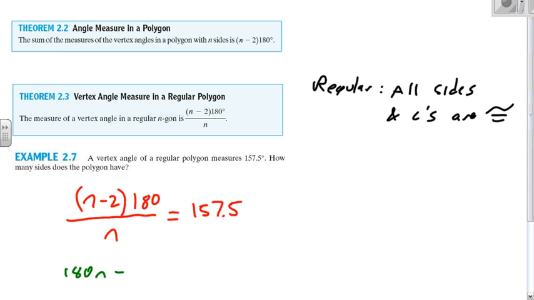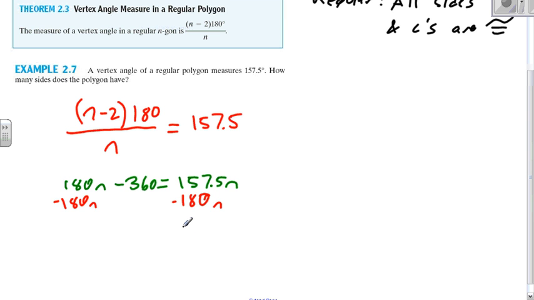So we have 180n minus 360 equals 157.5 times n. Subtract 180n. We get negative 22.5n equals negative 360. Solve by dividing. 360 divided by 22.5, and we get n equals 16. So that means it has 16 sides, or we could call it a 16-gon.